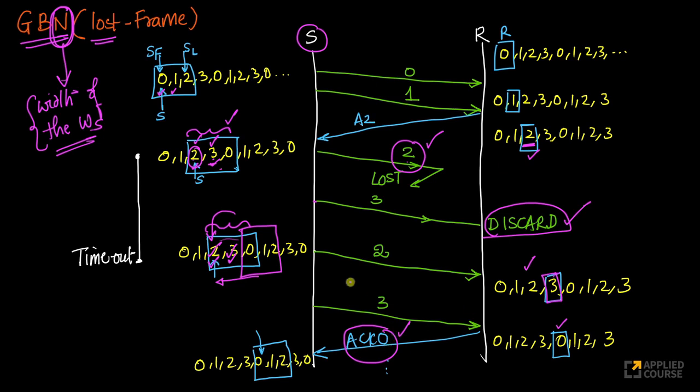Right? So whenever there is a data frame that is lost, my receiver will keep discarding any other frames apart from what it is expecting. So my sender will time out, and it might have to send all the frames in the current window, which is of length or width n. That's why it's called go back n, because you're going back and sending all the n frames in the window. That's why the name go back n. I hope you got the context now.